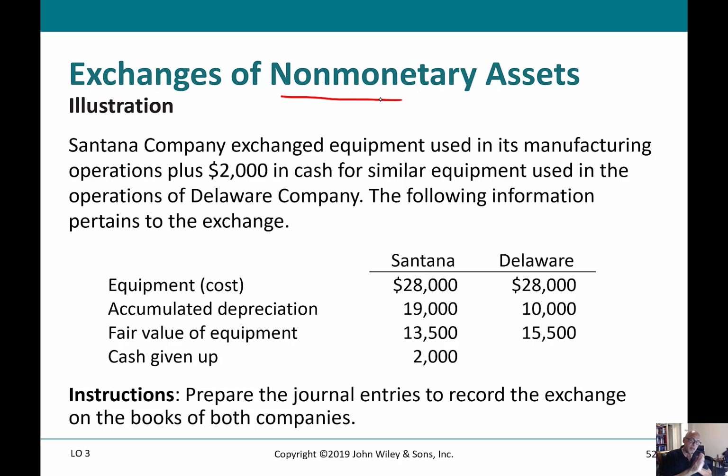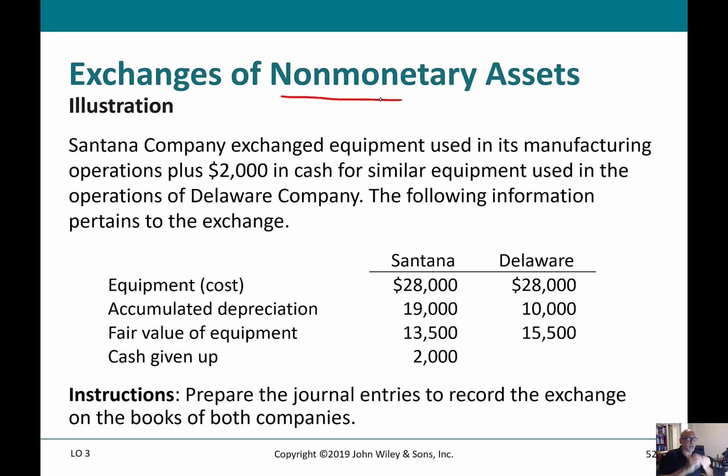How do we handle that? The transaction lacks commercial substance and we have a gain. Now, if the cash constitutes 25% or more of the total consideration, we figure that out by putting the cash in the numerator, over the cash plus the fair value of whatever else was exchanged, the non-monetary item. If that fraction is 25% or more, take the entire gain.